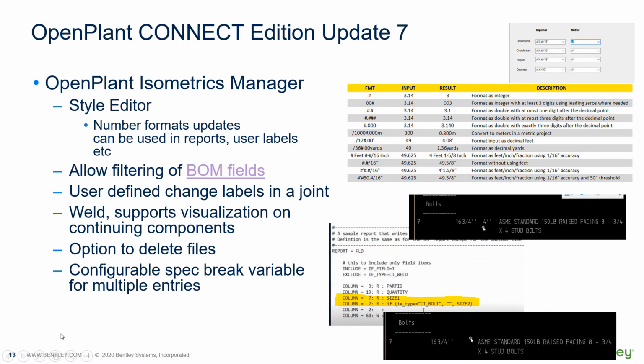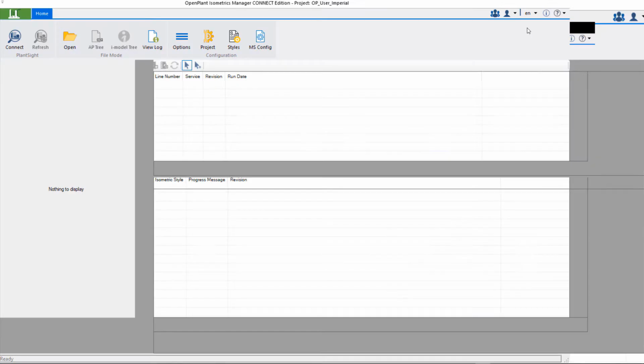One of the nice features that we've added is the ability to see supports on continuing components. So when those pesky engineers want to see something further down the line, we can do it. But also we're going to show you an example of the style editor changes. We've added some updating where we can update number formats for reports and isometrics. So let's get right to a demo and show you how to do that.